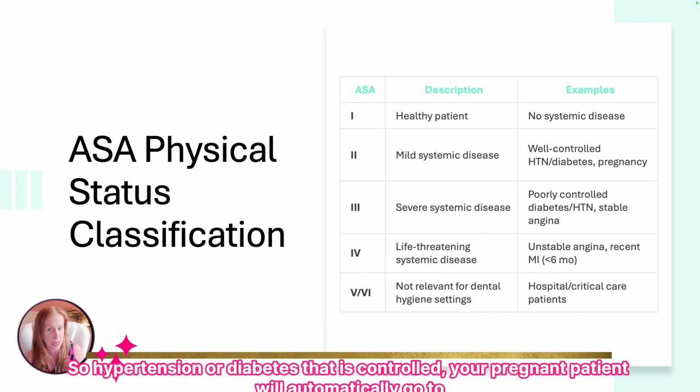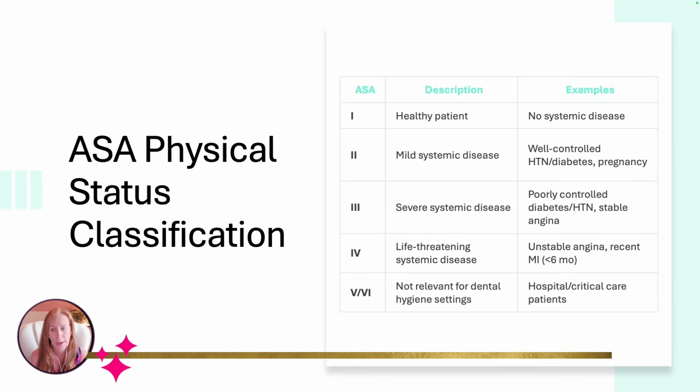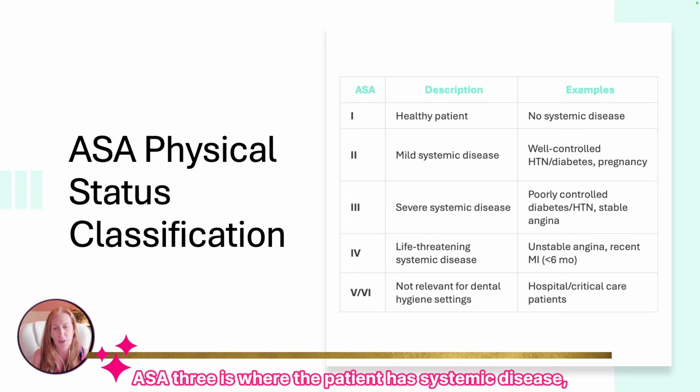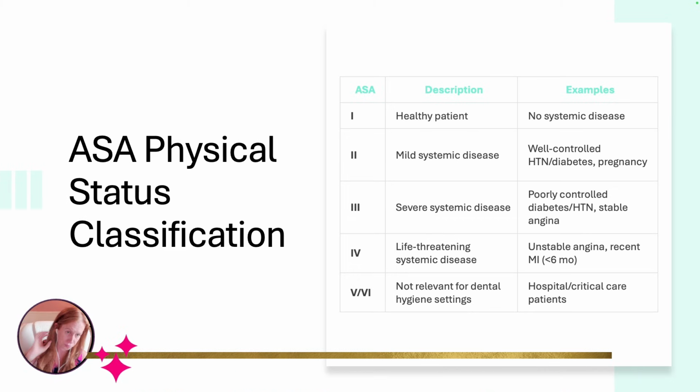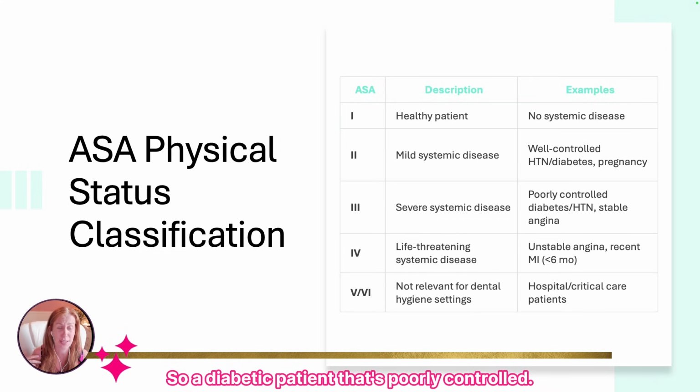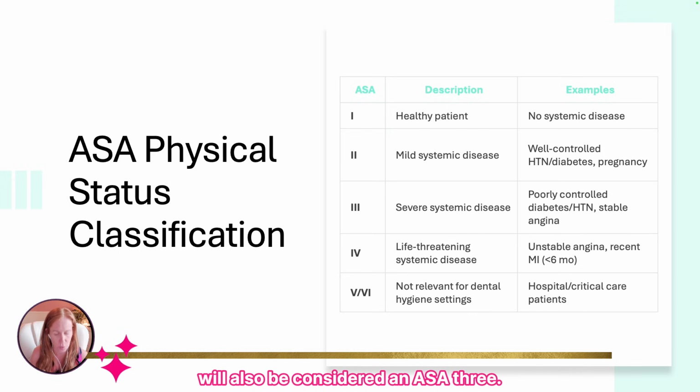Your pregnant patient will automatically go to an ASA 2. A drug allergy patient will automatically go to ASA 2. ASA 3 is where the patient has systemic disease and now it's poorly controlled. So a diabetic patient that's poorly controlled, hypertension poorly controlled, a stable angina case will also be considered an ASA 3.